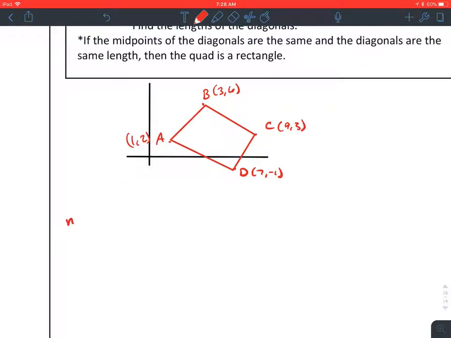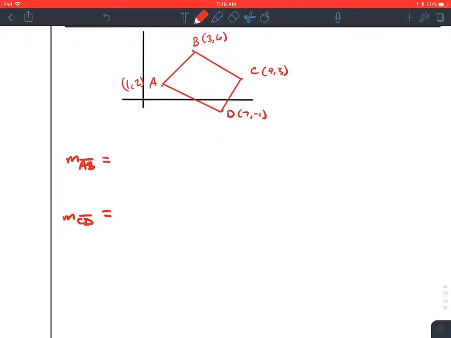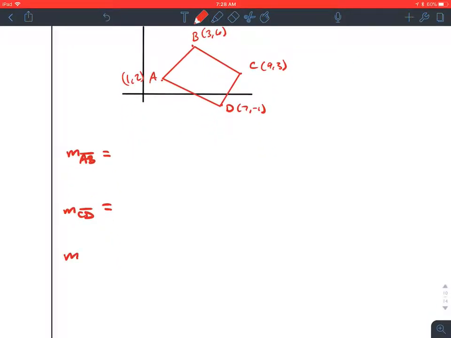So I'm going to find the slope of side AB. I'm going to find the slope of the opposite side of that, CD. Those should be the same. I'm going to find the slope of BC and the slope of side AD. Those last two slopes should be the same. In addition to that, consecutive sides that intersect each other like AB and BC, those should be perpendicular. Slopes should be negative reciprocals.